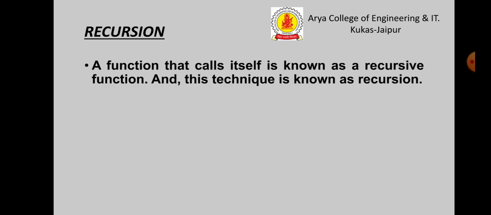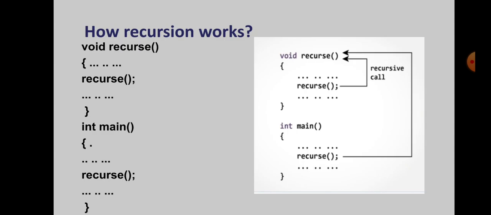Now recursion. A function that calls itself is known as a recursive function. When a function calls itself again and again, it is called a recursive function, and the process is known as recursion. See how recursion works. Void recurse, the recurse function calls itself again and again.